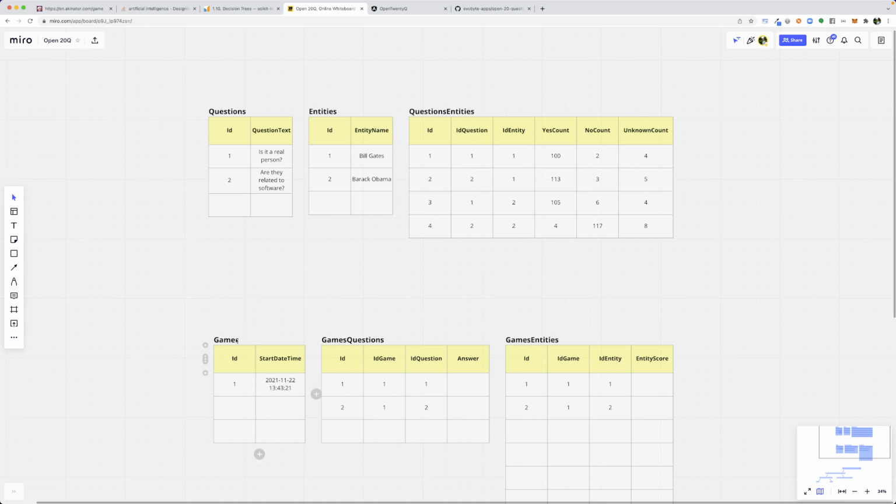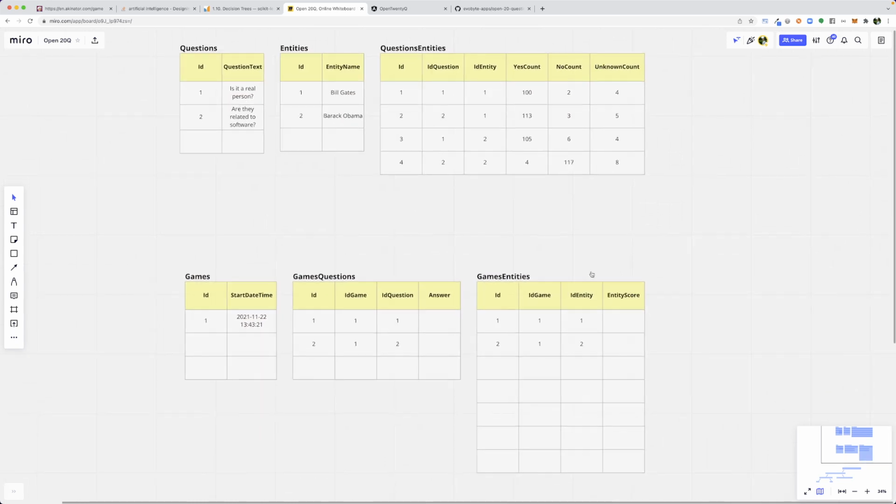Next, we have a games table that stores our games, a games questions table that stores the questions asked in each game and the answer given by the user. And finally, we have a games entities table that stores for each game all the entities that we know and their score. The entity with the highest score at the end of the game, so after asking 20 questions, will be what our algorithm will output as its guess.